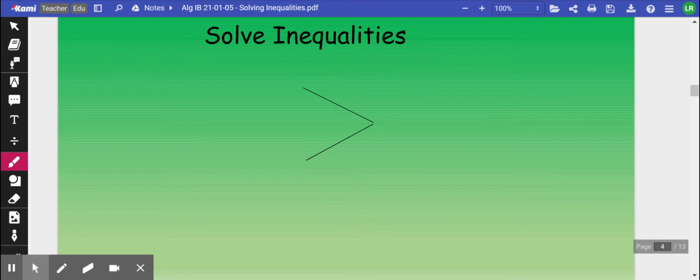So, what we're going to be talking about is inequalities. I don't remember what sign this is, what this is called. Is that less than or greater than? How many of you are not sure? If you're not sure, let me give you this.